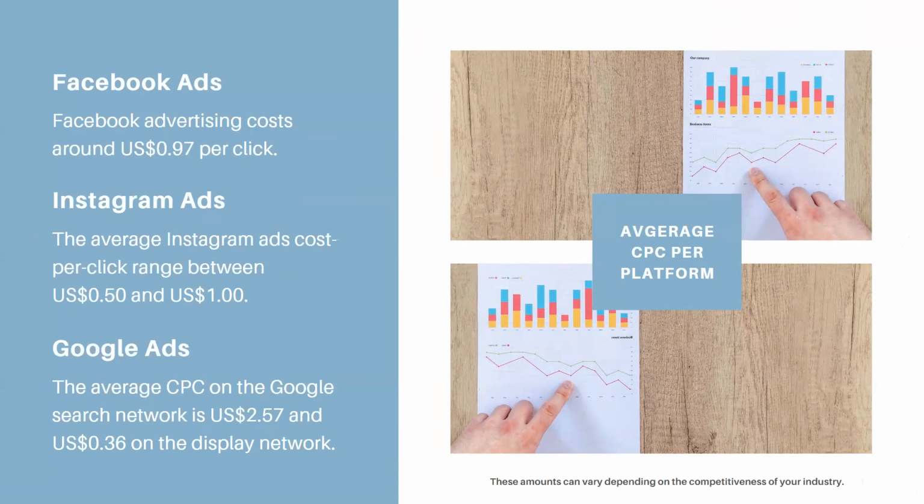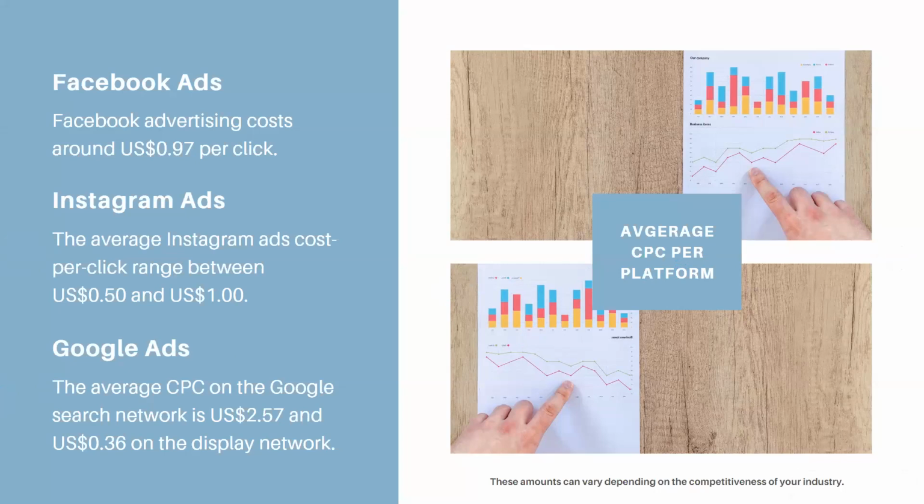So on Facebook, it's about 97 cents per click, and that is US based. Unfortunately, I couldn't find a Canadian stat. Instagram, you're looking at 50 cents to $1, depending on that industry, depending on who you're wanting to target. And then Google, your average cost per click will be about $2.57.